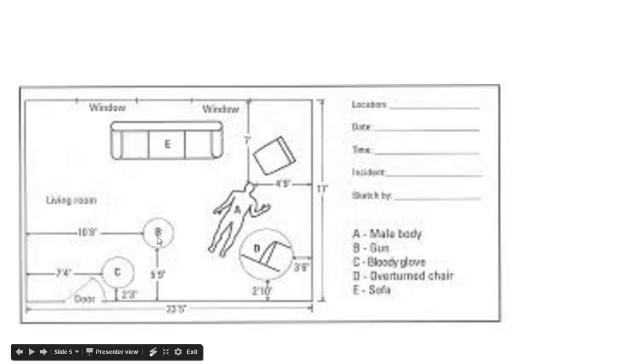What we're missing in this sketch, again, is a compass. We don't have a north, south, east, west indicator, and there are no dimensions for the windows or the door, which we would like to have as well. But this is getting a little closer.